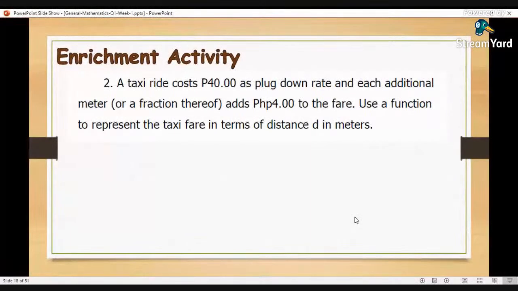Question number 2 states that a taxi ride costs 40 pesos as flag down rate. Sorry. A taxi ride costs 40 pesos as flag down rate, and each additional meter adds 4 pesos to the fare. Okay? Use a function to represent the taxi fare in terms of distance in meters. Each additional meter has 4 pesos.